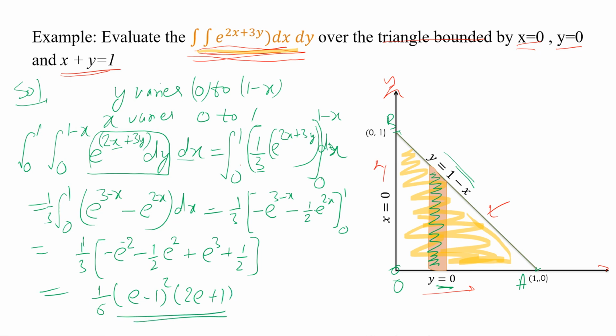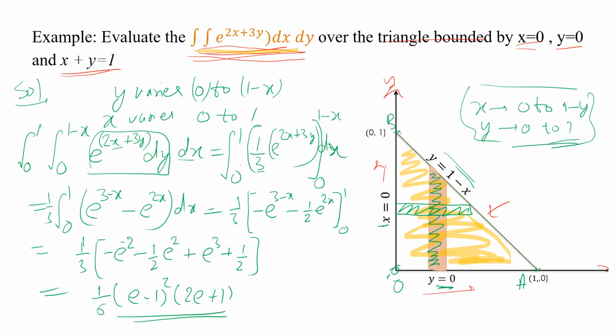So in that case we are taking the strip along the y-axis, and if we want to take a strip along the x-axis, then x varies 0 to 1 minus y, and y varies 0 to 1. So you can also take this limit, it depends on the order of integration. So in that case, you take the integration first with respect to x, then y.